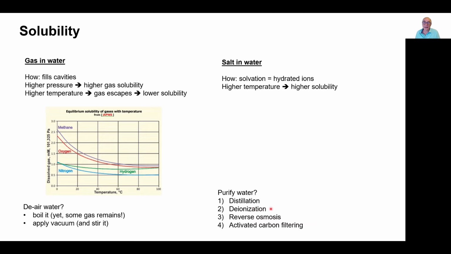You can deionize water by selective adsorption or by reverse osmosis. And you can use activated carbon filtering, which is selective adsorption, and that's one of the ways we clean water in our homes. We will review these possibilities and why we use the different ones in another video.